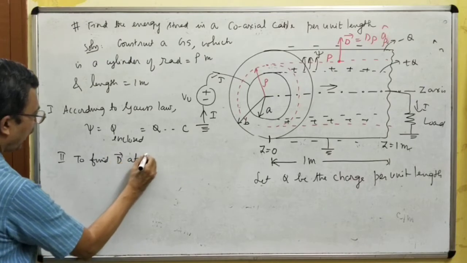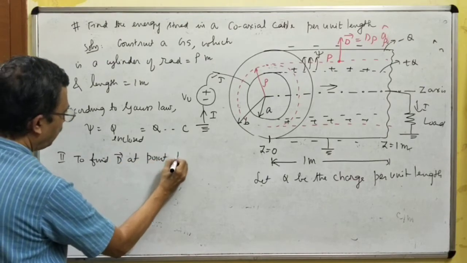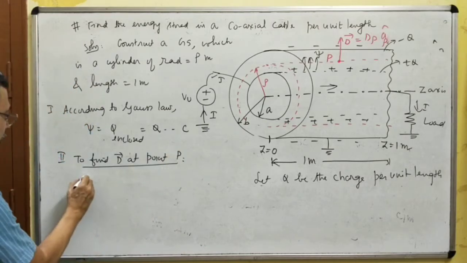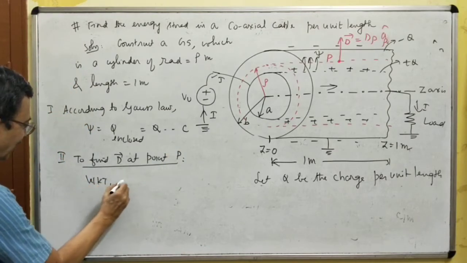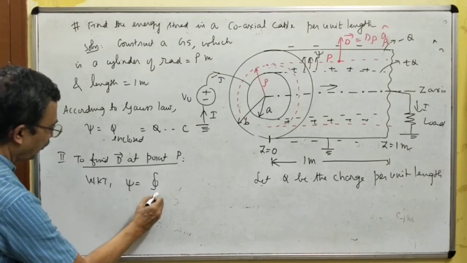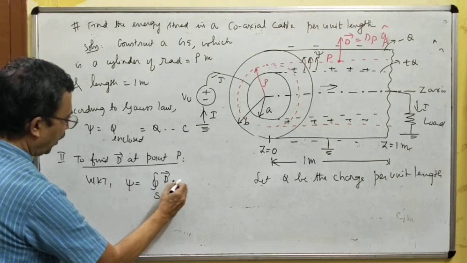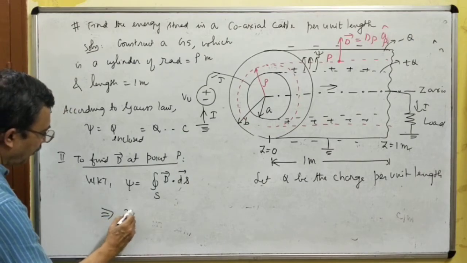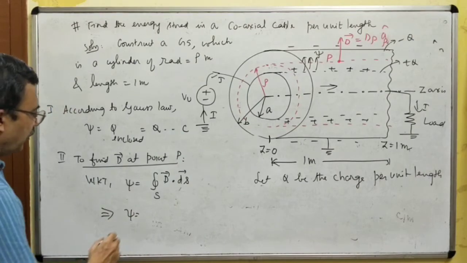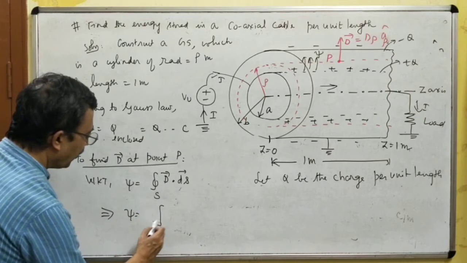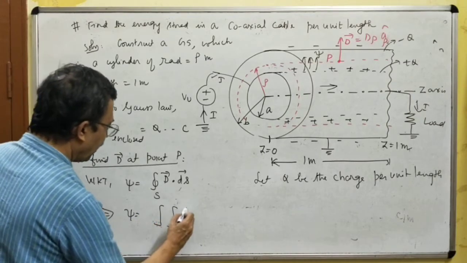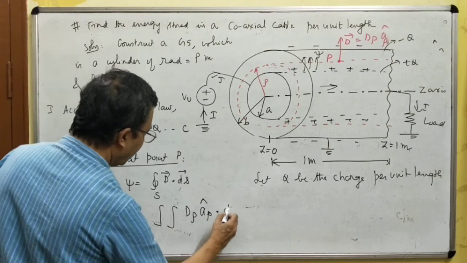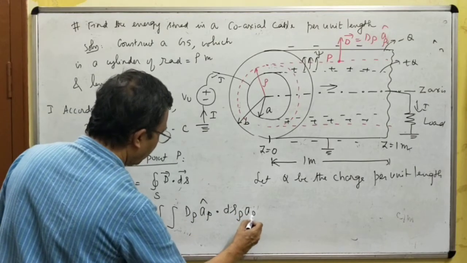Second step, to find vector D at point P. We know that psi is equal to closed surface integral vector D dot ds. This implies psi is equal to this double integral. What is vector D? D rho into A rho cap. What is vector ds? Ds rho into A rho cap.